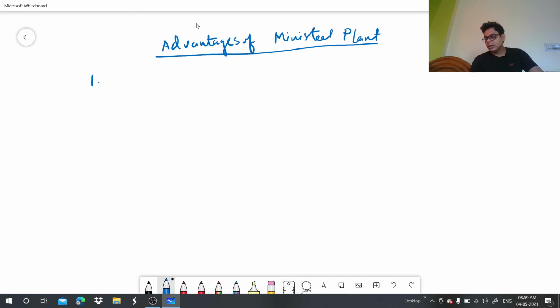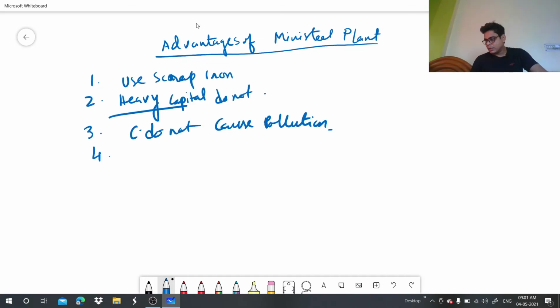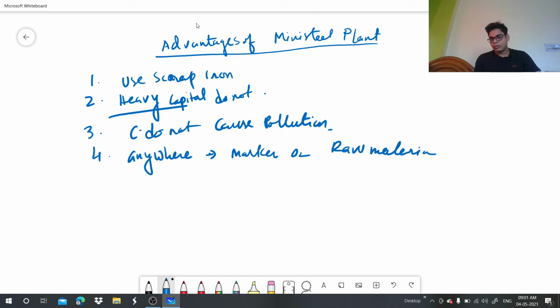So, they never cause any pollution, okay. Then another thing you can say, they can be set up in any convenient place. In the case of an integrated steel plant, it must be set up near the raw material area, but in the case of a mini steel plant they can set up anywhere, it may be in the market area or in the raw material area, okay. So, this thing we have to understand.